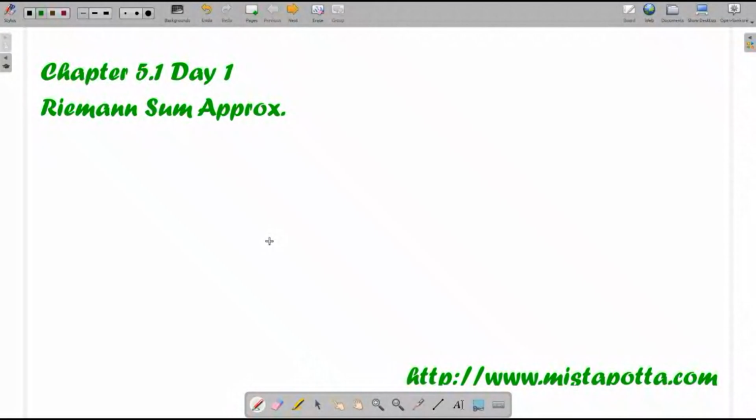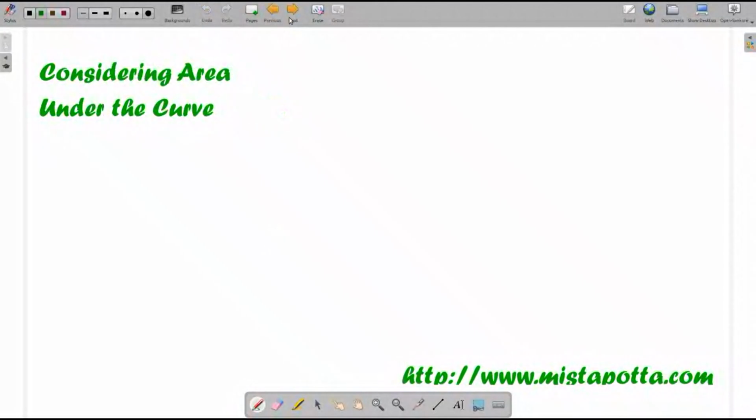We're going to be starting with Chapter 5 now, so we're going to be dealing with another aspect of functions. And what we're going to be talking about in today's lesson is a Riemann Sum approximation. The main idea behind this is that we're going to be looking at areas under a curve.